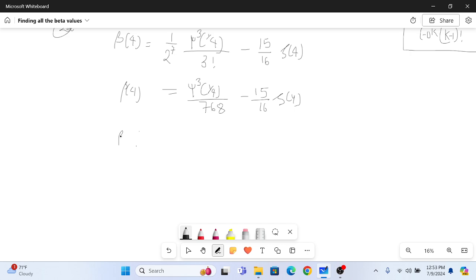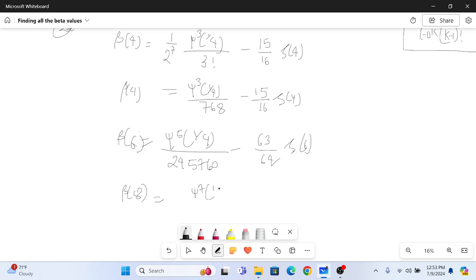Now beta of 6 is digamma derivative at 5, 1 by 4 divided by 24760 minus 63 by 64 times Riemann zeta of 6. Yes. Similarly, beta of 8 will be digamma dash of 7th derivative at 1 by 4 divided by 165150720 minus 255 by 256 Riemann zeta of 8.